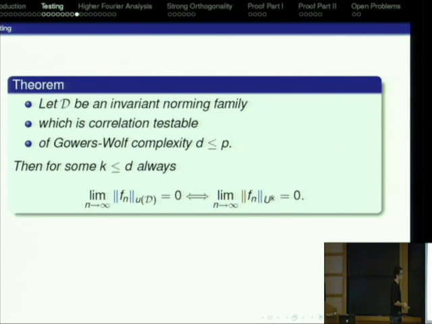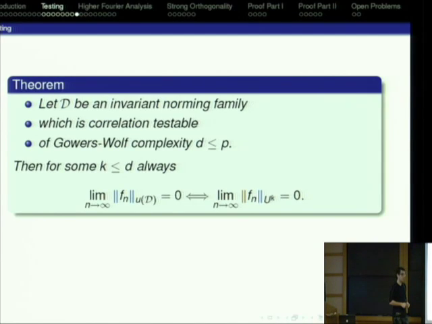OK, so finally, the main theorem that I'm going to show is the following. If you have an invariant norming family D which is correlation testable, we wanted to characterize these things, and if its Gowers-Wolf complexity is at most D, which is less than p, so the characteristic of our field is large enough, p is large enough. So sorry, this Gowers-Wolf complexity is the complexity of the families that appear. So each family of linear forms has some Gowers-Wolf complexity, and we want all of them to be of Gowers-Wolf complexity at most D. This Gowers-Wolf complexity is between what?